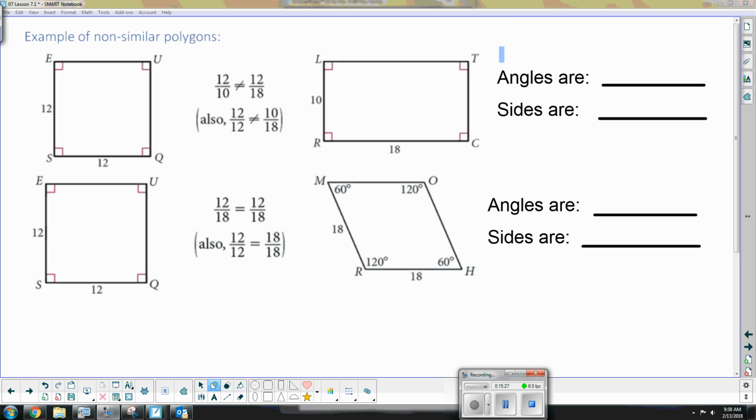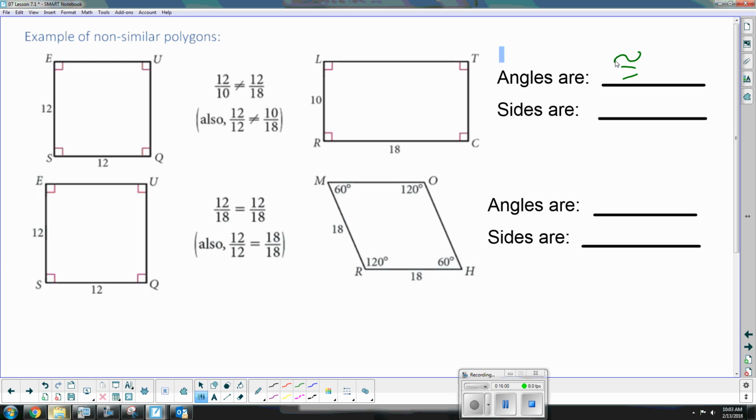So let's look at examples of non-similar polygons. So in the first polygon, these two are not similar. So if you look at square EUQS compared to the rectangle LRCT, let's first look at the angles. What do you notice about all of those angles? You should notice that they're all right angles. So all angles in those two quadrilaterals are congruent.